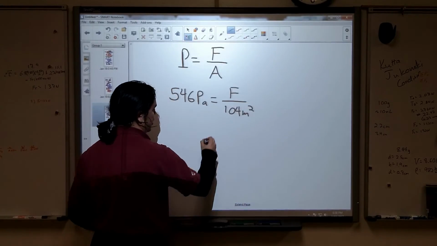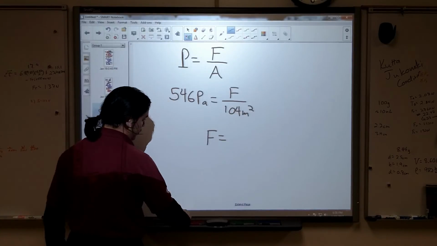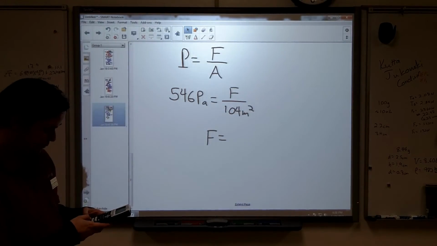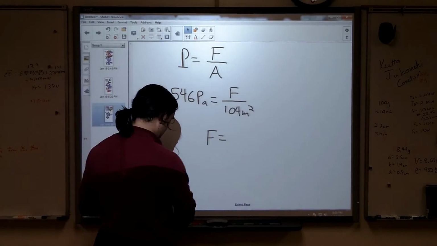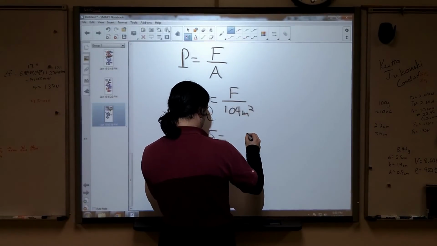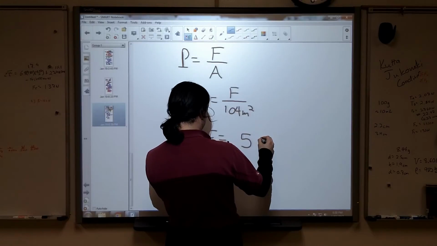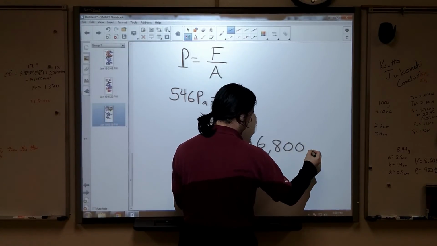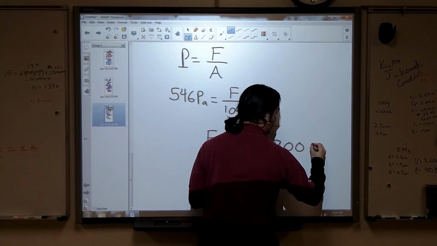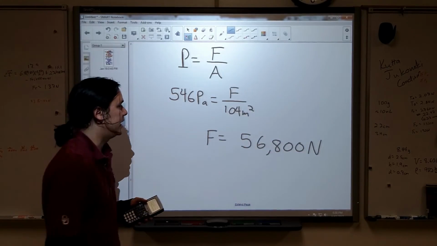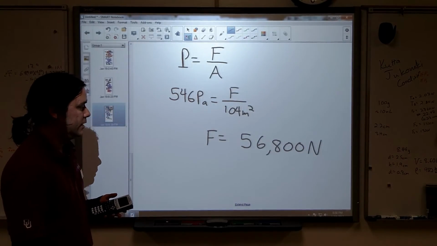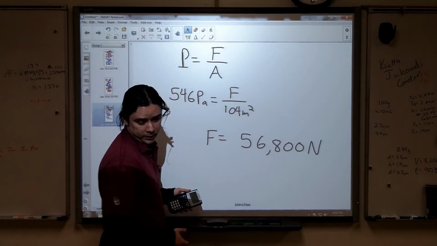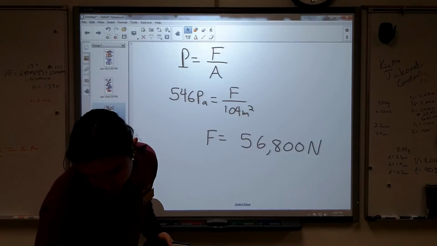I can now solve this out, and I can find that the force on the roof, multiplying both sides, is a very noticeable 56,804, but I'm just going to call it 56,800 newtons. Put SI in, get SI out. 56,800 newtons. Now let me double check our values here.